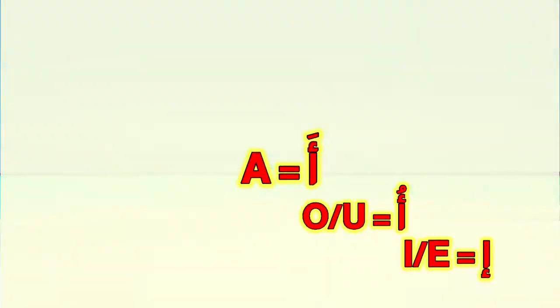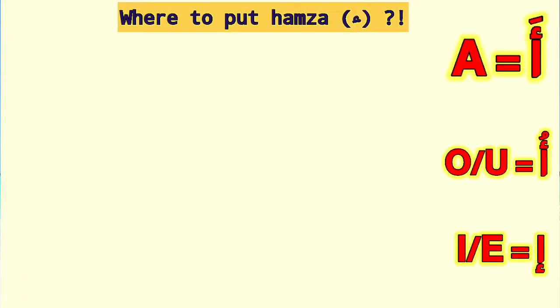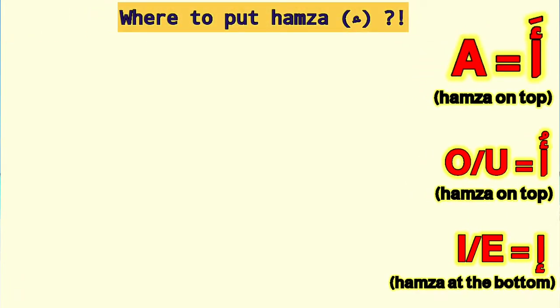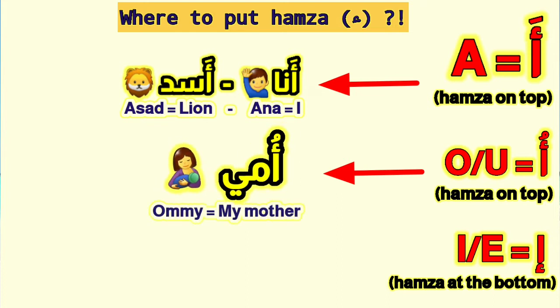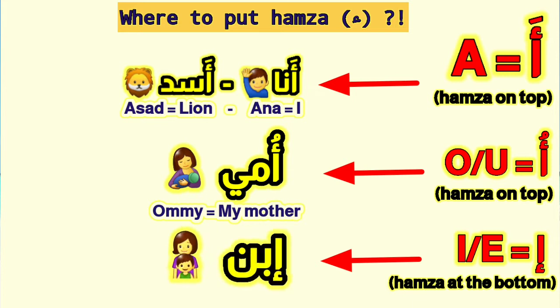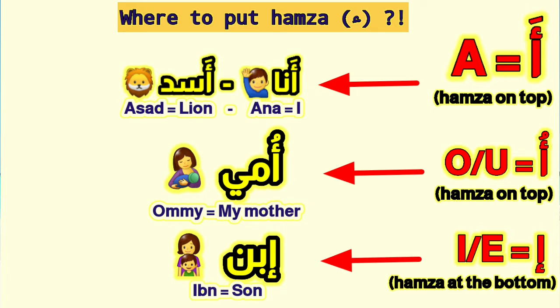Now, when I put hamza on the top of alif, it has two options. Either it will be a sound, same as we said in ana or asad. It has another option, which is u sound, like in the word ummi, for example. Ummi means my mother. So you see, u. However, when I have hamza underneath the alif, it will have only one option, which is e sound, like in the word ibn, for example. Ibn means son. So you see, ibn.